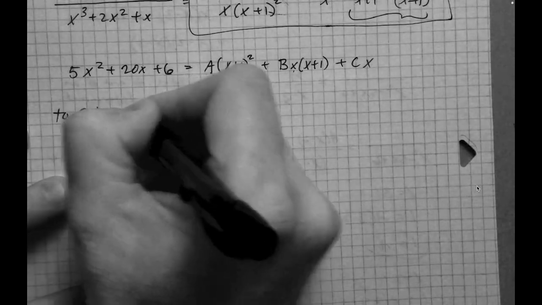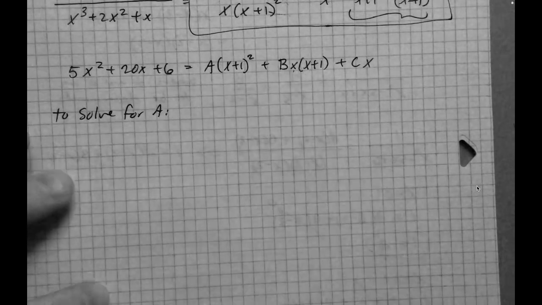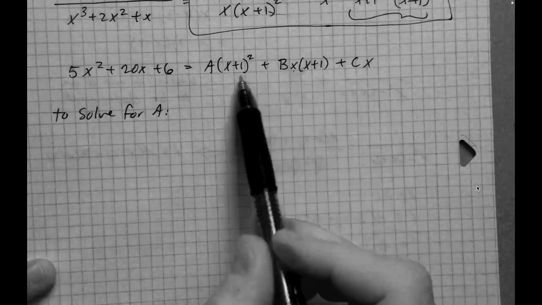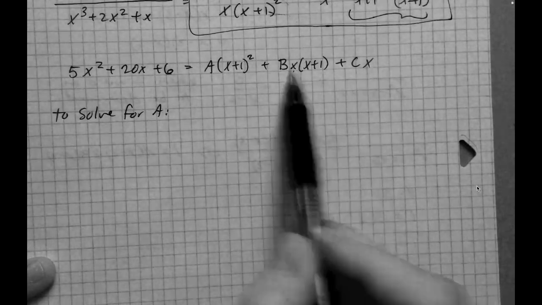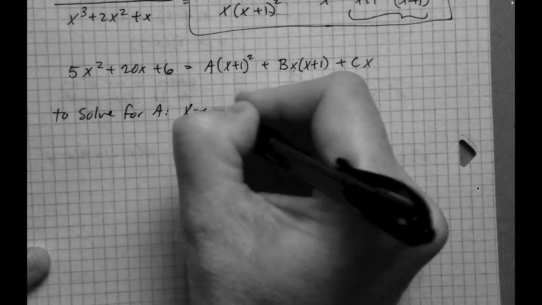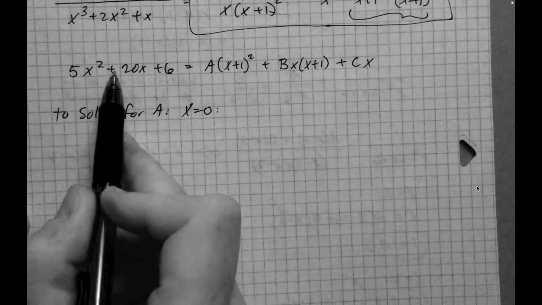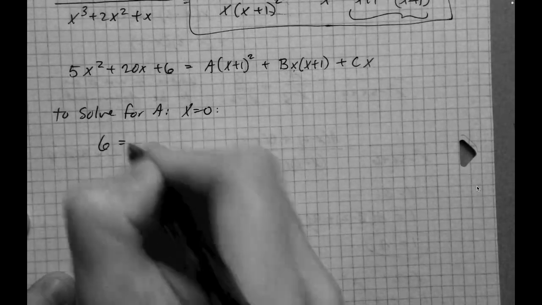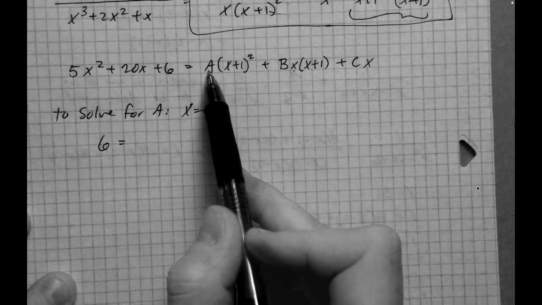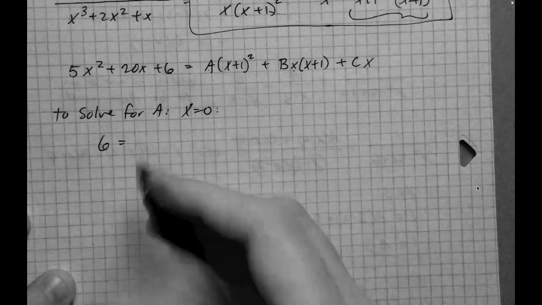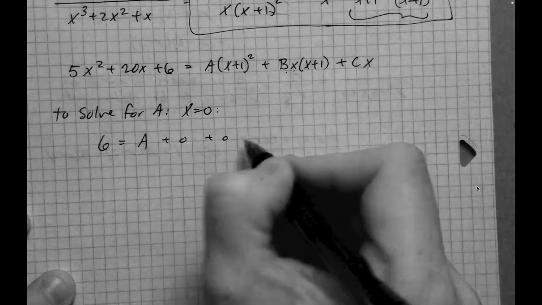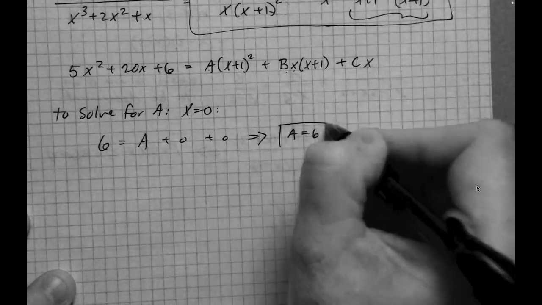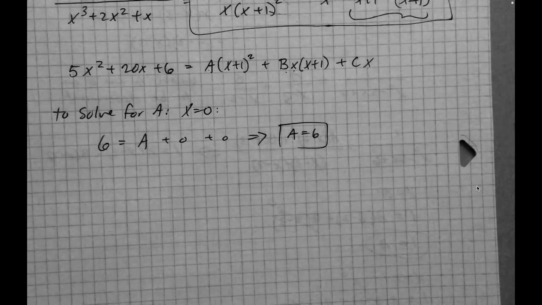Okay, so to solve for A, what can we do? Well, we could notice we could let x equal 0. That won't make this disappear, but it'll make these two disappear. So that's probably the best choice. So over here you get 0 plus 6. So I just have 6 over here. And on this side, I get A times 1, so just A, and then that's 0 and 0. So A equals 6. That's good. They won't always be that easy, but that's an easy one.